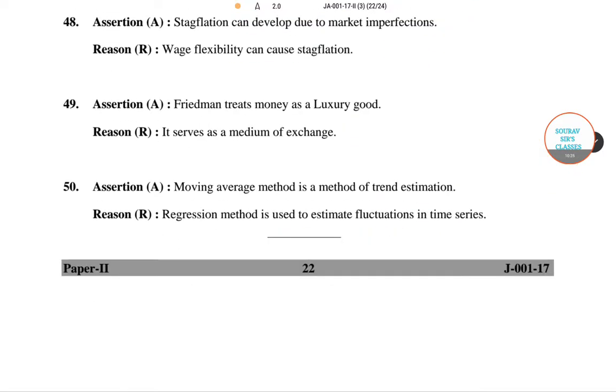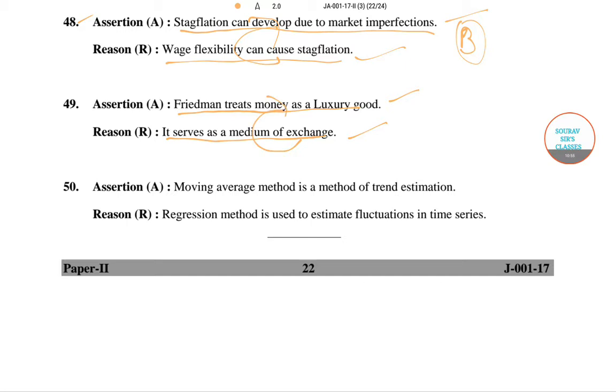Now I'll come to the other three questions. I'll start with question number 48. Stagflation can develop due to market imperfection. This is right. Wage flexibility can cause stagflation. This is also right, but this is not the right explanation of this. So for question number 48, the right answer is option B. Now we'll come to question number 49. It is given Friedman treats money as a luxury good. This is right, and it serves as a medium of exchange. This is also right, but again this is not the right explanation of this.